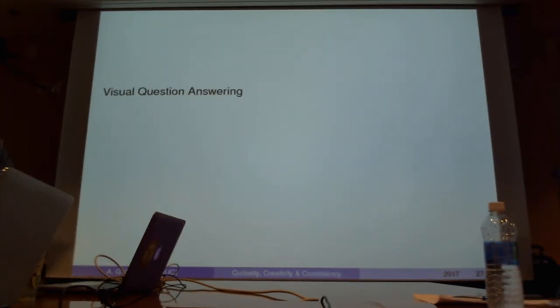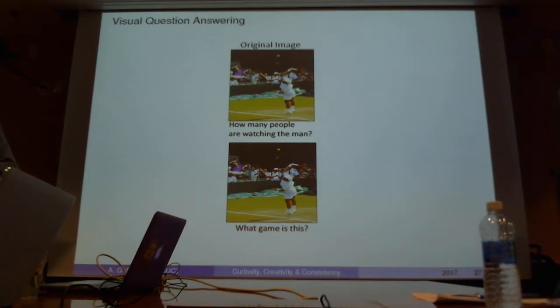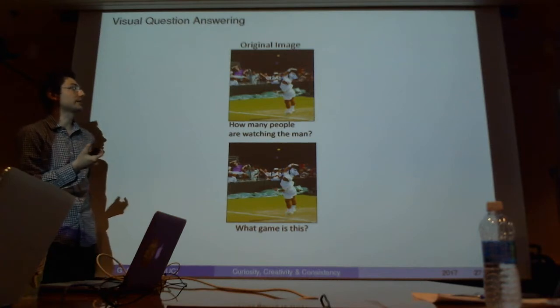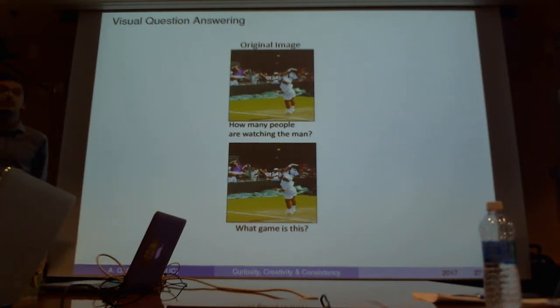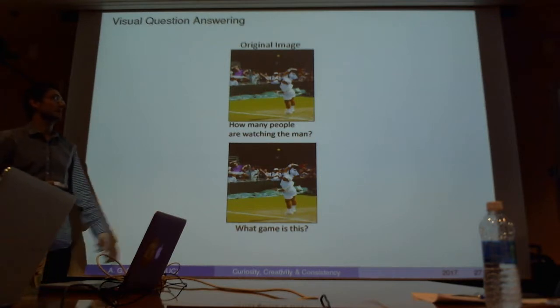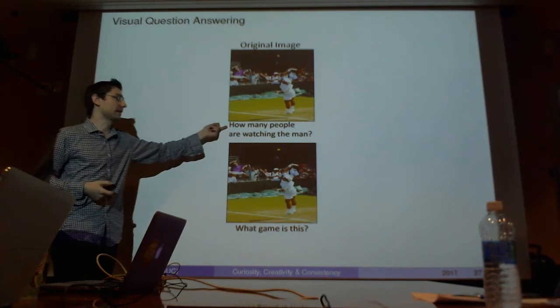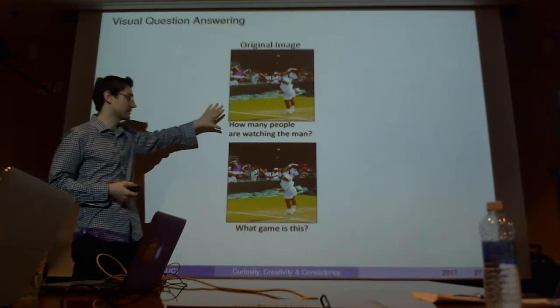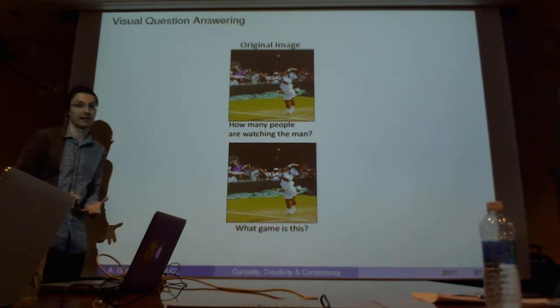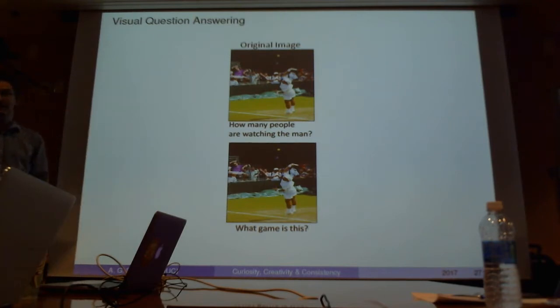Anyway, point being, visual question answering. So what's the task? The task is, given an image, now we're not generating a question anymore. We want to go one step further. Suppose we have an image and we have the corresponding question. We want the computer to be able to answer that question. So here's an example, and two questions that were assigned to this image are: how many people are watching the man, or what game is this?